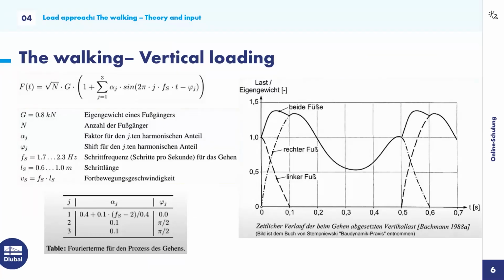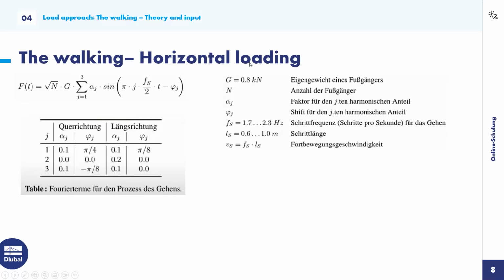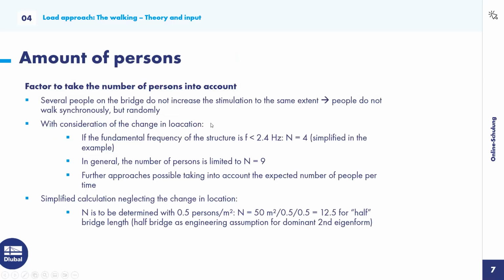Now let's look into our walking theory again. Just as a hint, there are multiple functions available for that. Also for horizontal loading, where the influence is quite a lot lower, and the frequencies are kind of split by half. And there are also functions for jumping or running. For jumping and running, there's one more benefit, and that's that there are time intervals where no loading is on the structure, because no foot touches the structure.